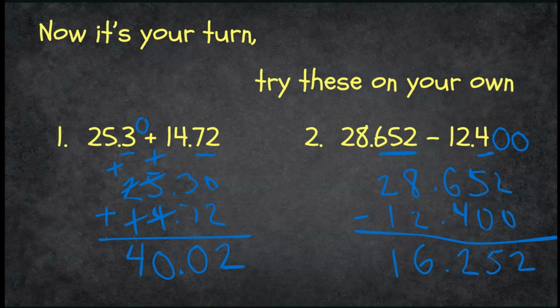How did you guys do? Hopefully you got those both correct. All right, guys, that is going to do it for us. Just remember the key to adding and subtracting decimals. Make sure they all have the same place values. Use those zeros as placeholders and line up all your place values. Tens with tens, hundreds with hundreds, and so on.